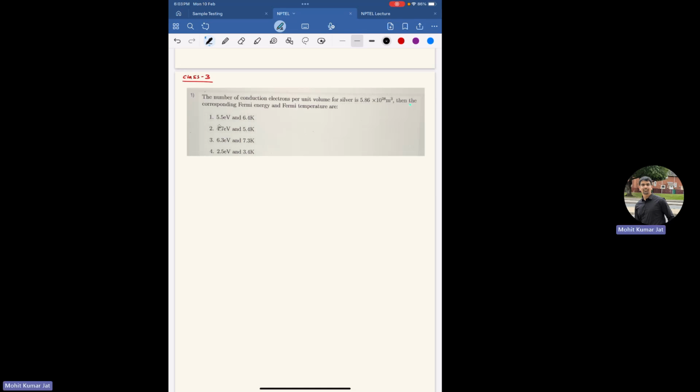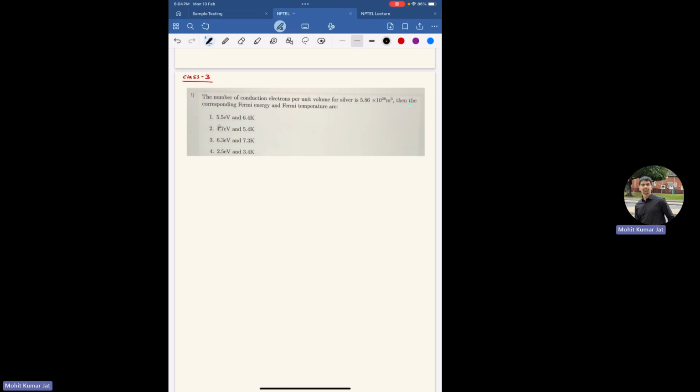The first problem says that the number of conduction electrons per unit volume for silver is 5.86 into 10 power 28 per meter cube. Then the corresponding Fermi energy and Fermi temperature are. The question is asking what the Fermi energy and the Fermi temperature are for a given carrier density of 5.86 into 10 power 28 per meter cube.